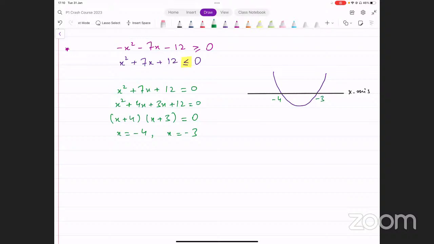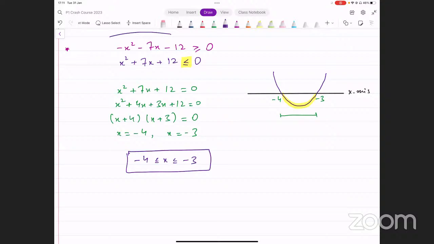Okay, and now what's the sign? It's the less than or equal to sign. So which region are we looking at? We're looking at this region that is below the x-axis. So the values of x that you've got are between these two values. So your solution should be x between -4 and -3. This is how you're going to write this inequality as the final solution.